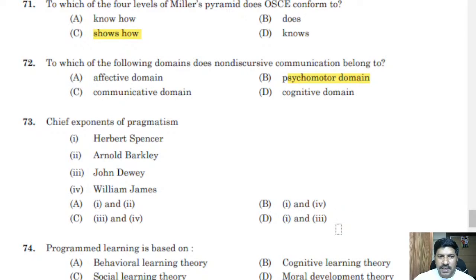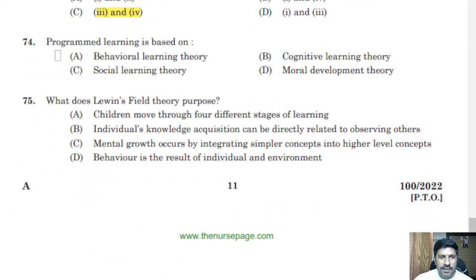73rd question. Chief exponents of pragmatism: Herbert Spencer, Arnold Berkeley, John Dewey, William James. Correct answer option C, that is John Dewey and William James. 74th question. Programmed learning is based on behavioral learning theory.